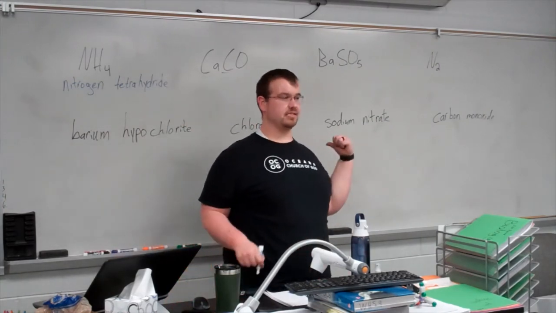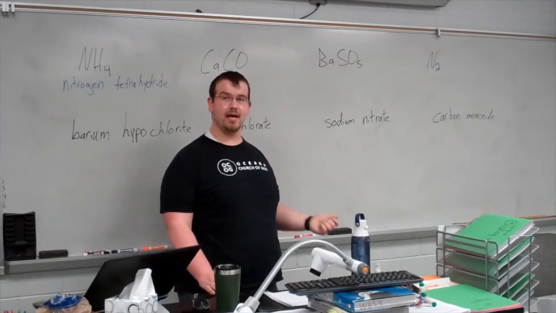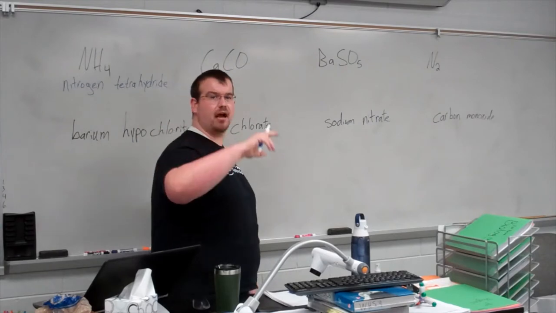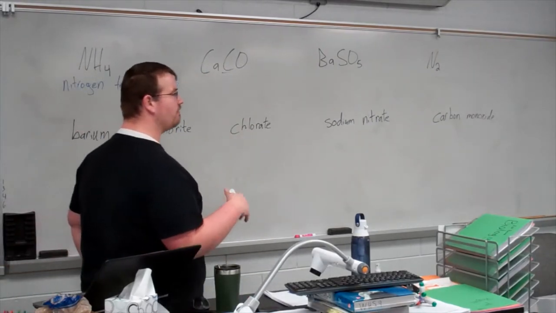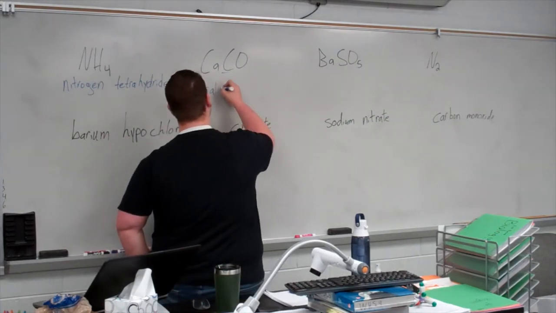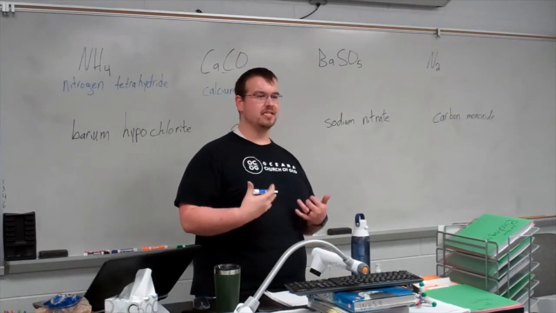Then you look at calcium, because now we're going to figure out how to name this thing. Calcium is a metal. It comes from the second column, which means it has a fixed charge. So we name it based off the monatomic ion rule. So it's just calcium because it's a cation. And then we have to name the polyatomic that's with it, CO.